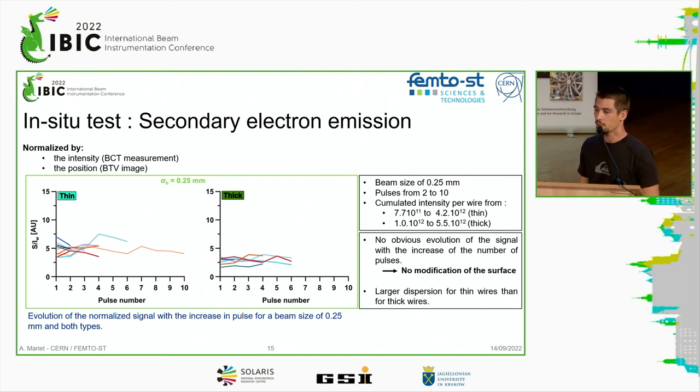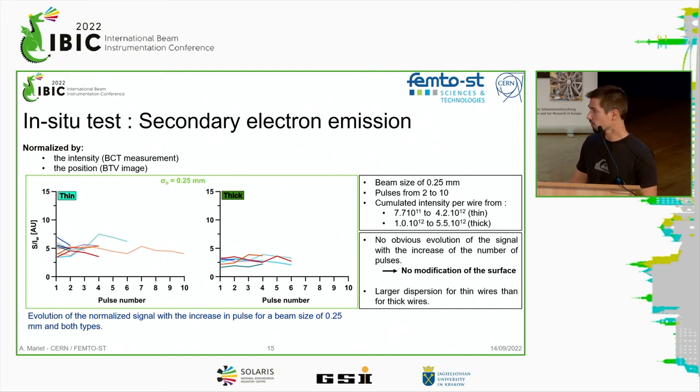The first characteristic we measured was the secondary electron emission. So here is the signal for each sample with a different number of pulses. We normalized it by the real intensity measured by the BCT in the line and by the position, thanks to the image of the BTV of reference. This normalization is very important because our samples are much smaller than the beam size. And what we observe about the secondary electron emission is that, despite the increase of the number of pulses, so the cumulated intensity crossing the wires, we don't see any obvious variation of this signal. As the secondary electron emission is a surface effect, we expect no modification of the surface, at least not something very important.